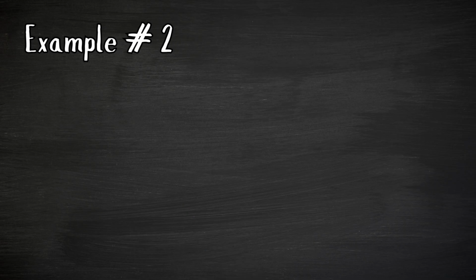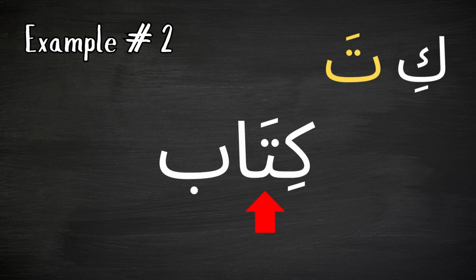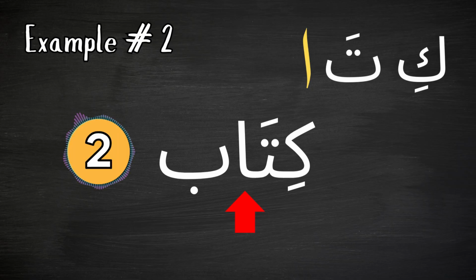Example 2. Kitab, meaning book. First letter Ki. Smile gently. It is a short sound Ki. Then comes Ta. Open your mouth slightly. It is a short sound Ta. Now comes long vowel Alif. Stretch the sound and hold it for 2 beats.